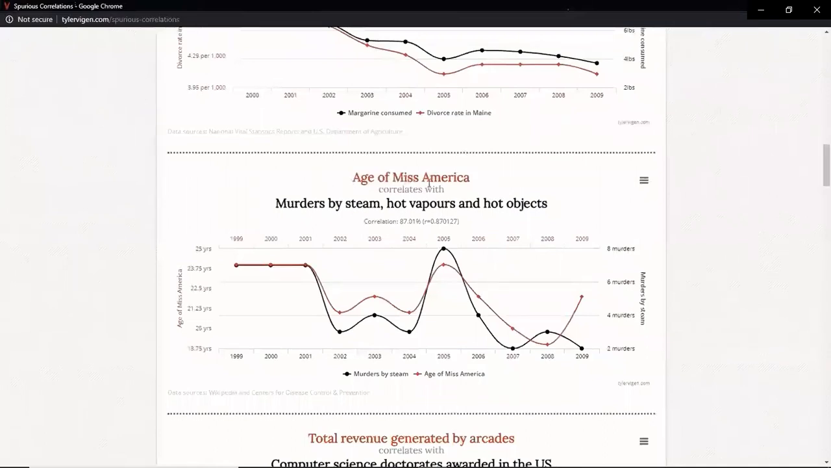Age of Miss America correlating with murders by steam. How do you murder someone with steam? I shouldn't laugh at that. I'm sorry. I just don't understand how you murder someone with steam. I guess you lock them in a hot room. Hot vapors, hot objects. The other stuff I get. I mean, hot vapor is kind of the same thing. Very low numbers.